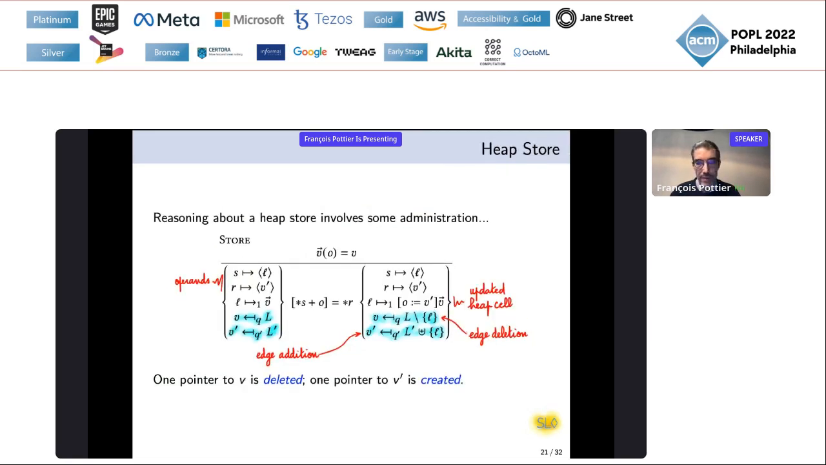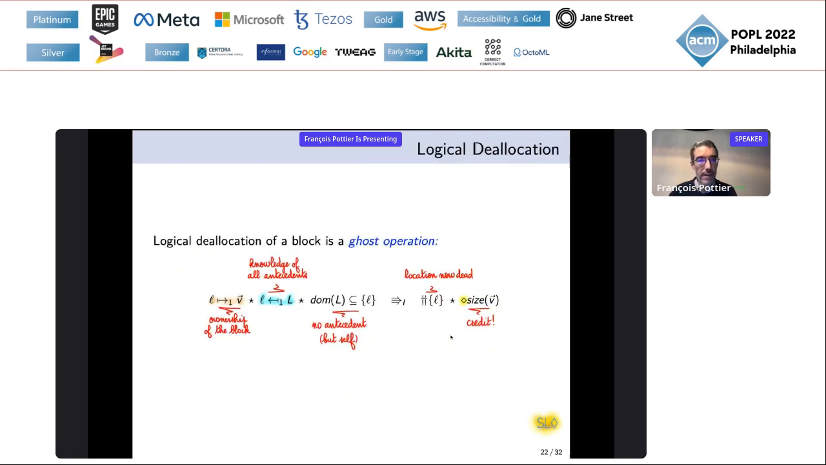The heap store, I'll skip. It's the same kind of bookkeeping, adding edges and deleting edges and updating pointed by assertions to reflect that. And finally, this is the deallocation axiom with a bit more detail. You need a full points to assertion, a full pointed by assertion, which gives you all of the predecessors. And if that set of predecessors is empty, or perhaps contains the block itself, then you can deallocate, and you get a persistent assertion that serves as a witness that the location has been deallocated, and you get the space credits.